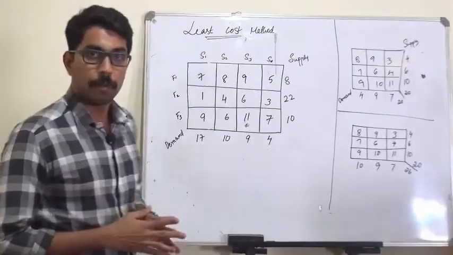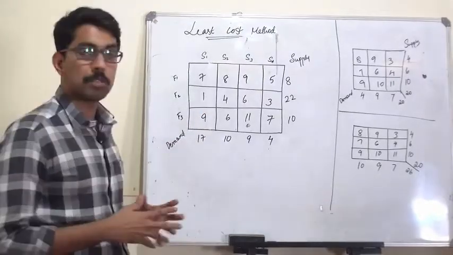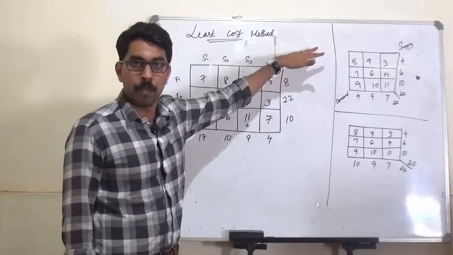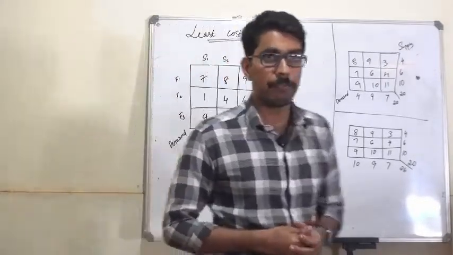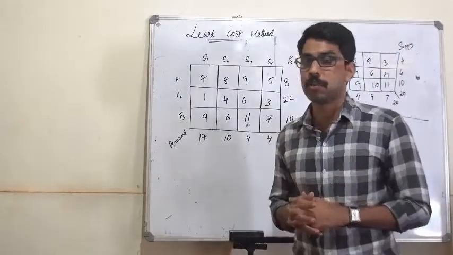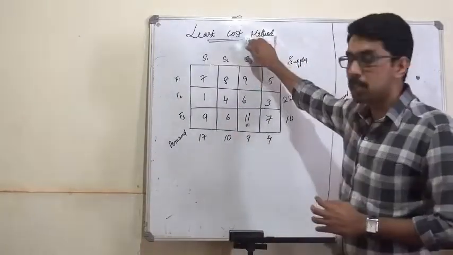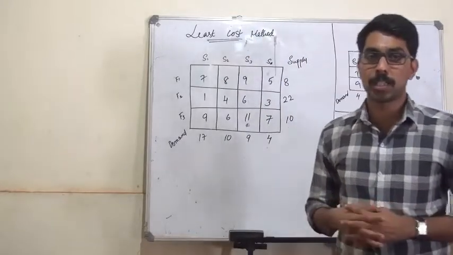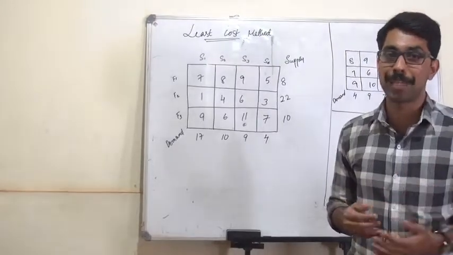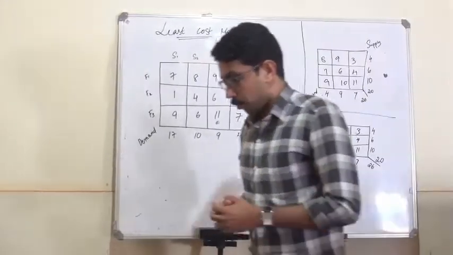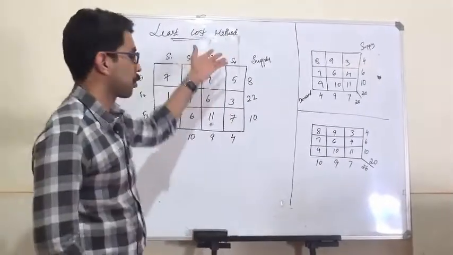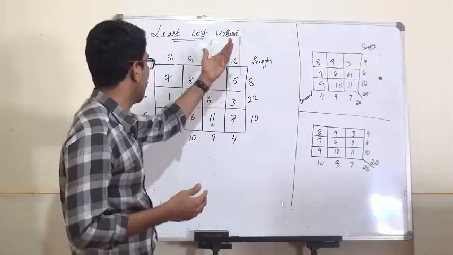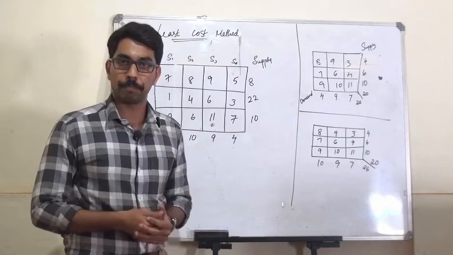Today we are going to discuss the transportation problem: how to solve a transportation problem by using the least cost method. You all know that we have three methods to solve a transportation problem. First one is the least cost method, second is the northwest corner cell method, and third is Vogel's approximation method, that is the VAM method. Here we are going to discuss the least cost method only, which is the simplest and easiest method of calculating this transportation problem.